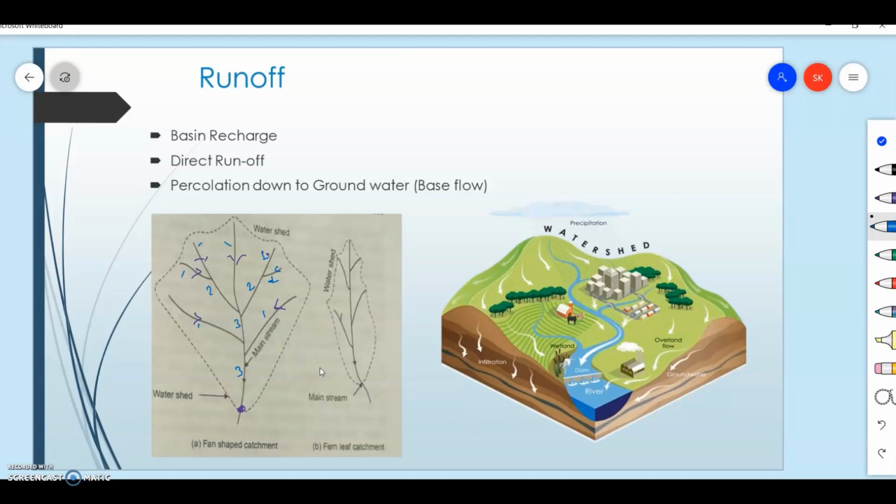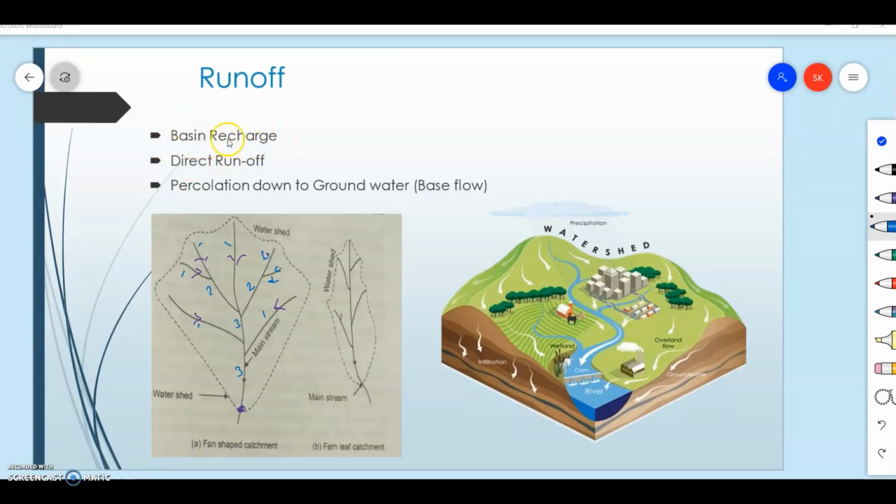So like this we can do the stream ordering. This is very important. Now coming to the runoff. In the case of runoff, there are different terms that we need to understand, which will give us an idea of the runoff, because there are many different types of runoff. So there are different terms in the case of runoff.